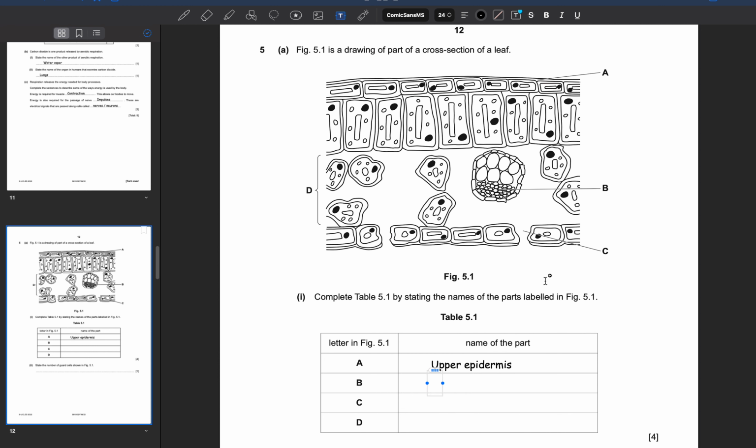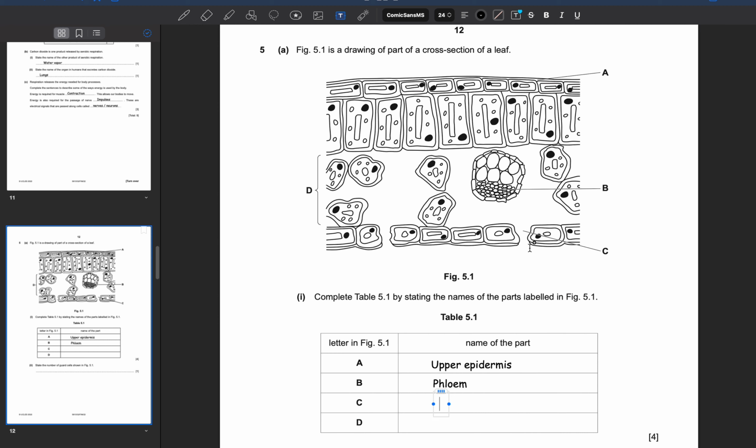The next one, B, this is the vascular bundle. I have two types of tissues in the vascular bundle, which are the xylem and the phloem. So I have to state whether it's the phloem or the xylem. The small ones that are compact, close to each other, these are the phloem cells. And the other ones above them are the xylem.